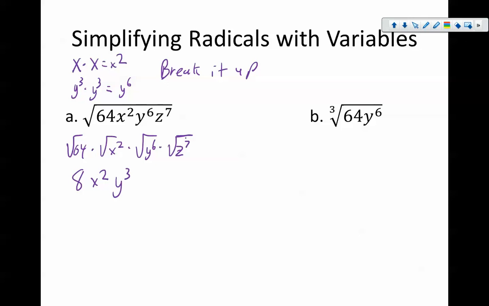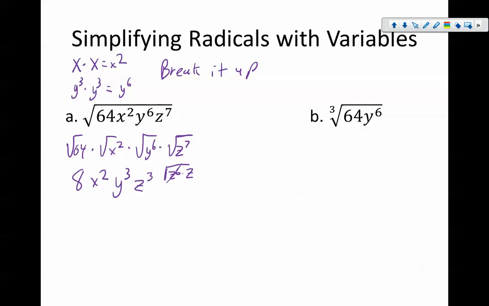Now here's a funny one. Z to the 7th, there's nothing that works because it would be z to the 3.5, and we don't want to use a decimal here. So we have to actually break this one up a little bit more because this is not divisible by 2. So this is the square root of z to the 6th times z. And the reason why I'm doing that is I can take the square root of z to the 6th, right? That's z cubed. But what about this extra z? We have a z still left over in the root.